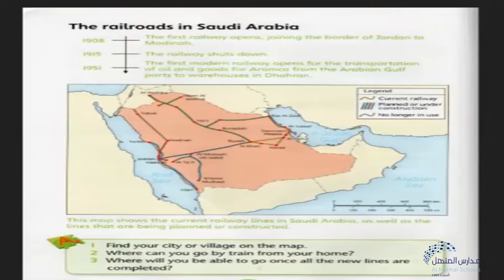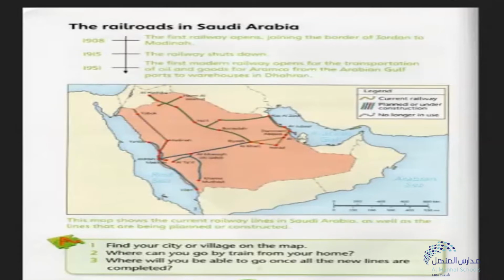Okay, there was no railway system in 1915. It shut down, but in 1951 there was the first modern railway system for transportation of oil for the Aramco company to the different ports and the warehouse in Dhahran. You can see the map there of how the railway system changed. Look at the key there.